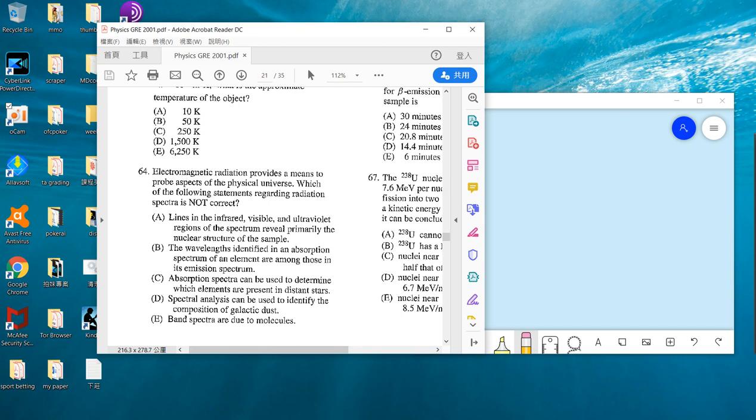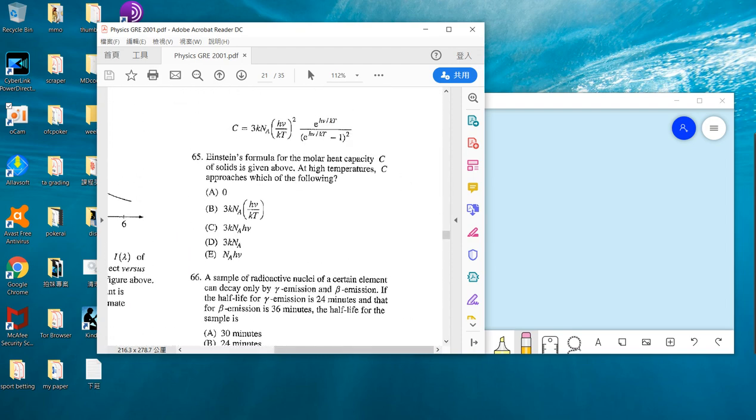C is also okay. D: spectral analysis can be used to identify the composition of glass and dots. This is also fine, so B, C, D are very reasonable answers. E: band structures are due to molecules. This is also known, because molecules have many mixed energy spectrums, so you can see the bands. So the answer is A.